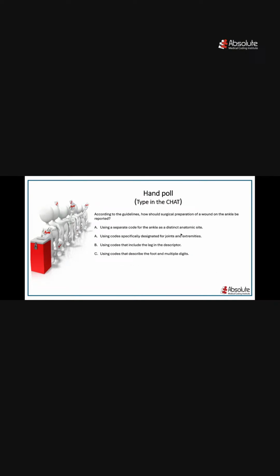Okay, here we go. According to the guideline, how should you report surgical preparation of a wound on the ankle? Option A, use a separate code for the ankle as a distinct anatomic site. Use codes specifically designated for joints and extremities. Use codes that include leg in the descriptor. Use codes that describe foot and multiple digits. What say you, coders?